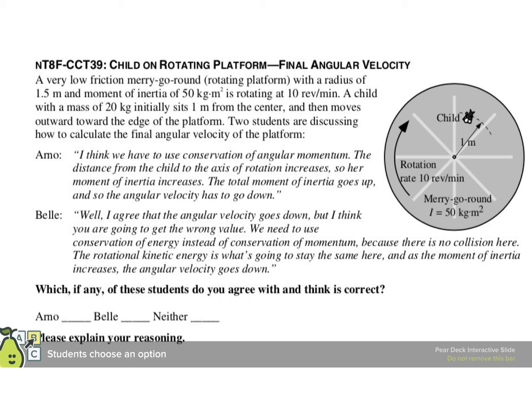Arno says, I think we have to use conservation of angular momentum. The distance from the child to the axis of rotation increases, so her moment of inertia increases, the total moment of inertia goes up, and so the angular velocity has to go down. Bell says, I agree the angular velocity goes down, but I think you're going to get the wrong value. We need to use conservation of energy instead of conservation of momentum because there's no collision here. The rotational kinetic energy is going to stay the same, and as the moment of inertia increases, the angular velocity goes down. Which, if any, of these students do you agree with and think is correct, and why?